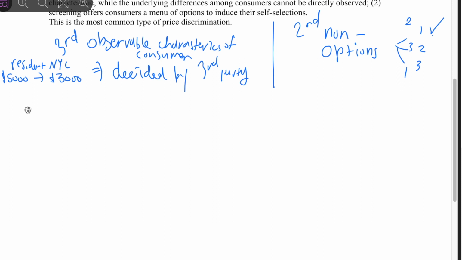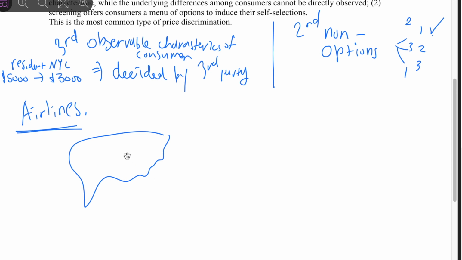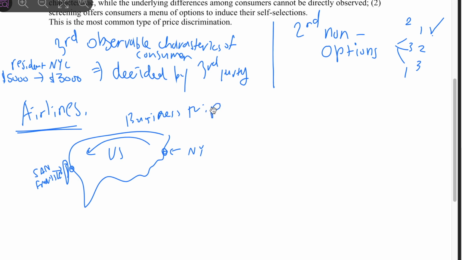So let's think about, now is a little slow business, but airlines, right? So when we go to travel, let's think of it as the US, right? So we're right here in New York, and let's say we have to go to San Francisco for a business trip, right? So there are 1, economy, 2, business, and 3, first class seats, right?